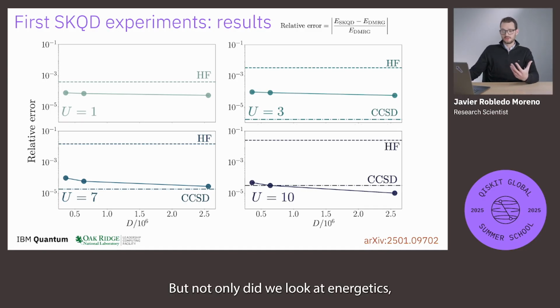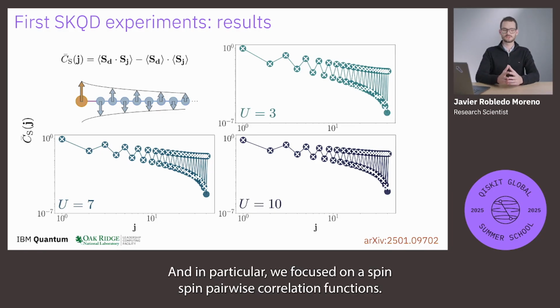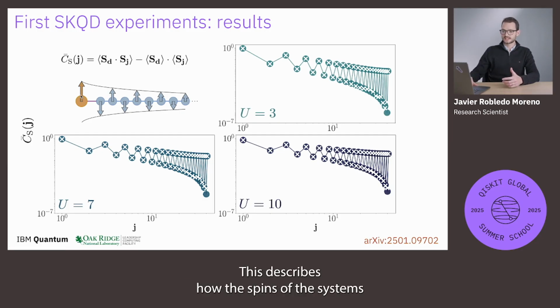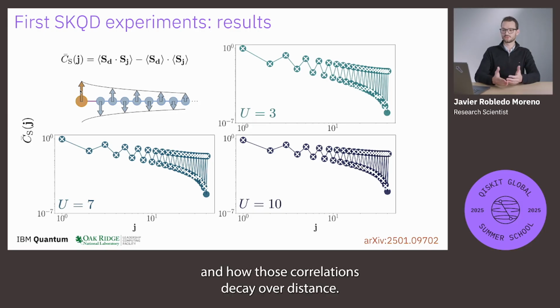But not only did we look at energetics, we also looked at other relevant physical quantities of the model. And in particular, we focused on spin-spin pairwise correlation functions. This describes how the spins of the system respond to a particular state of the spin in the impurity, and how those correlations decay over distance.